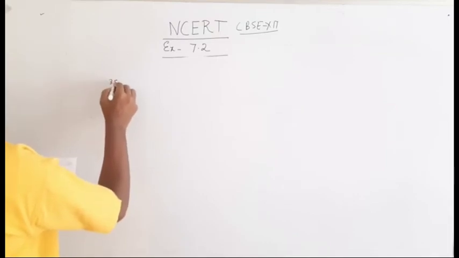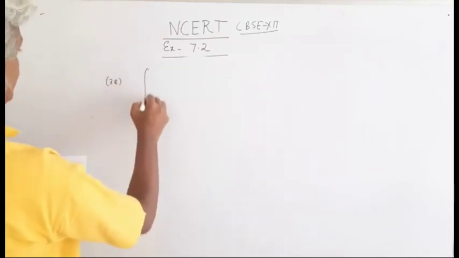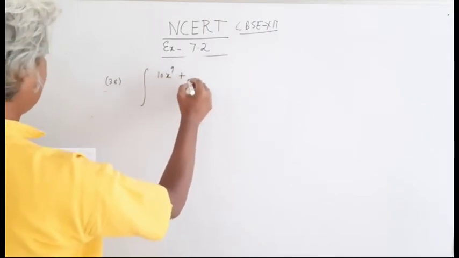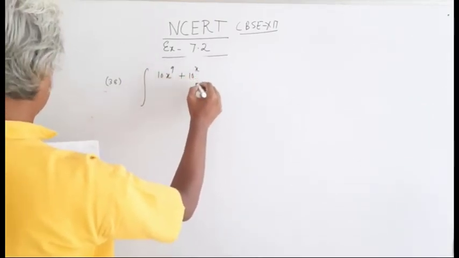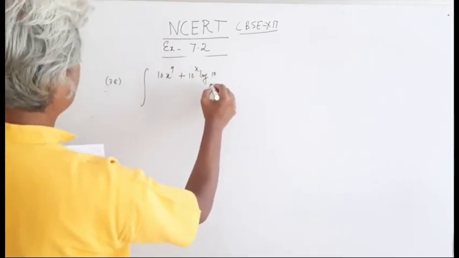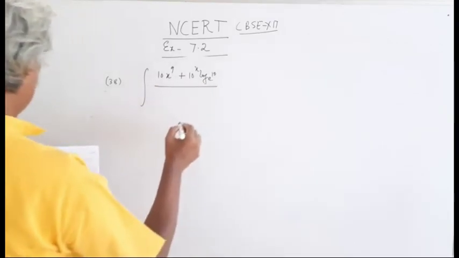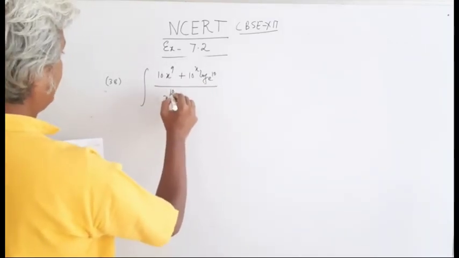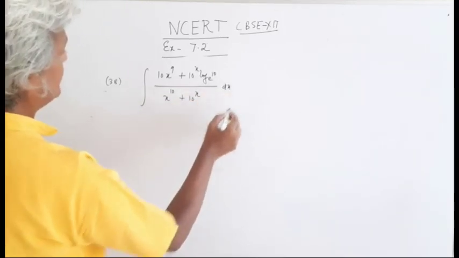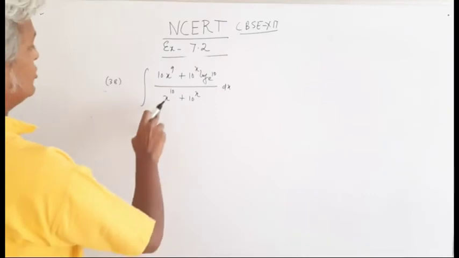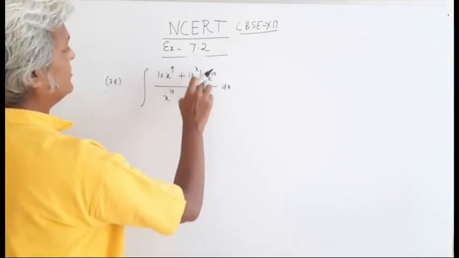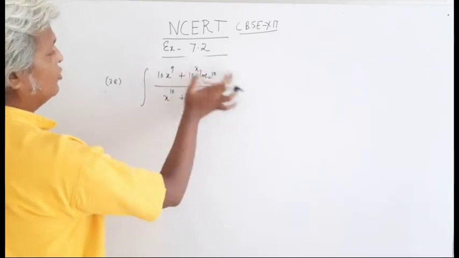Now question number 38. Integration of 10x to the power 9 plus 10 to the power x log 10 to the base e over x to the power 10 plus 10 to the power x dx. Now those who remember the formula know that the differentiation of x to the power 10 is 10x to the power 9, and the differentiation of 10 to the power x is 10 to the power x log 10. So if this is t, this whole thing is dt.